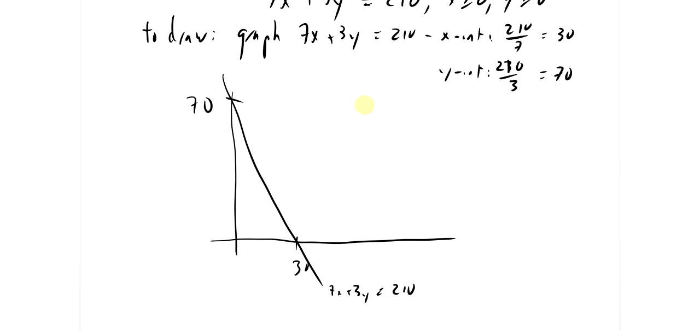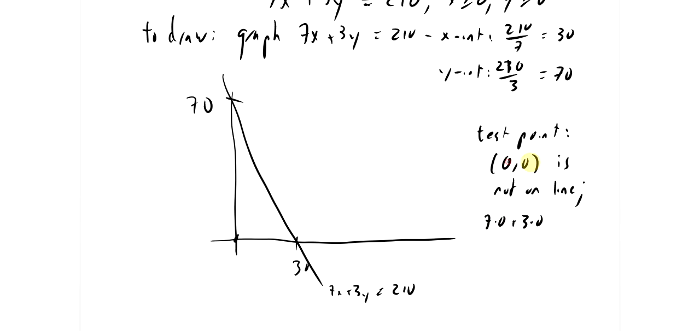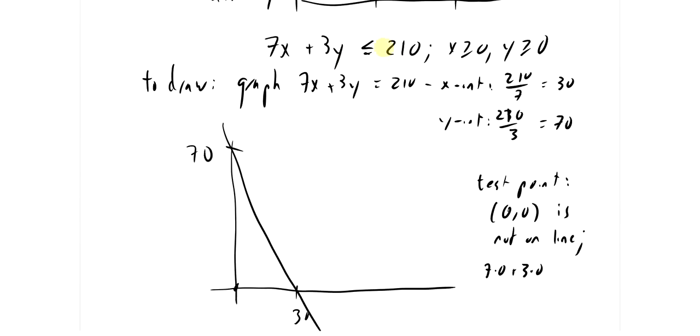One side is greater than and one side is less than. Which is which? Take a test point. X equals 0, y equals 0 is not on the line. It's over here somewhere. Which side of the line is it? Is it on the less than side or is it on the greater than side? Well, plug it in. 7 times 0 plus 3 times 0. So we take x equals 0, y equals 0, and plug it into my inequality. Where's my inequality? It's here. And that gives me 0, which is, in fact, less than or equal to 210.